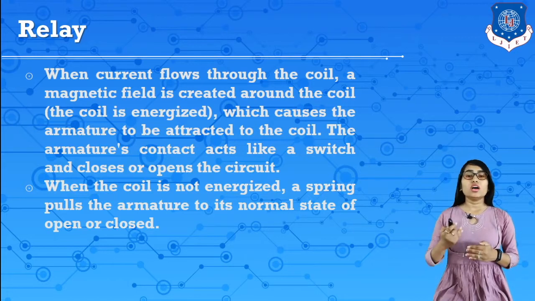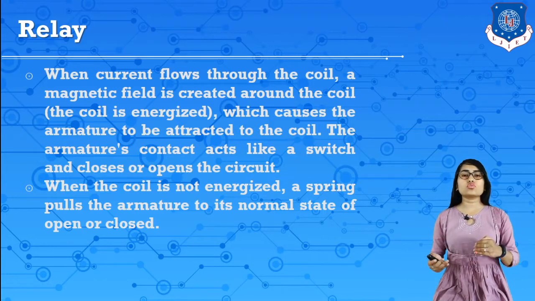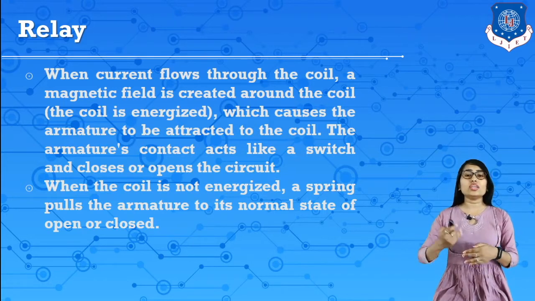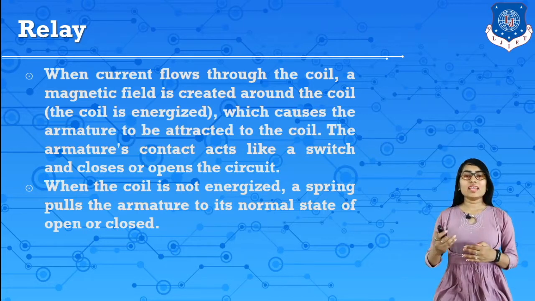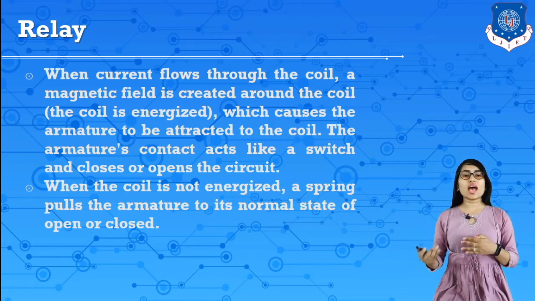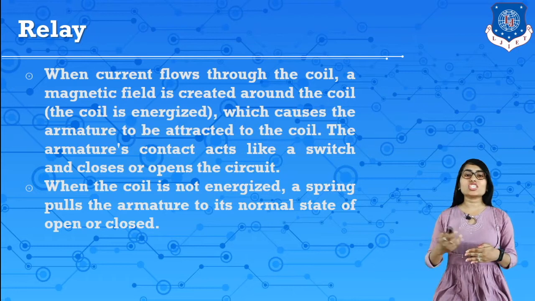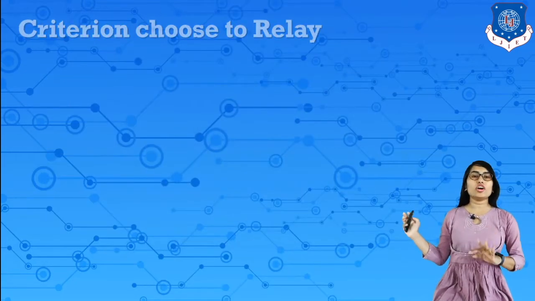closed. That means generally relays can be either normally open or normally closed. When the coil is energized, it changes the state. If the circuit is by default open, then after current flows through the coil, it acts as a closed switch, and if the switch is normally closed, then after current flows it works as an open switch. When the coil is not energized, the spring pulls the armature to its normal state to make an open or closed connection.